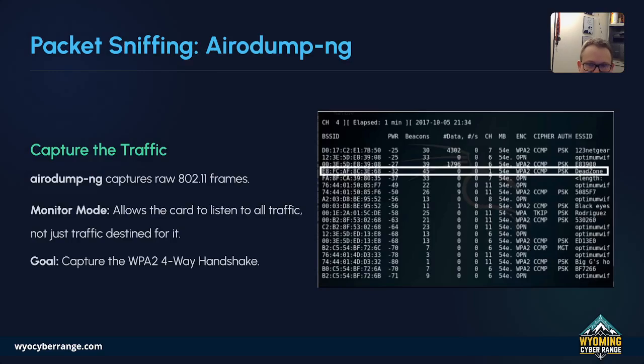Once we've identified the target network, we can use airodump. Airodump is how we're going to capture some of those raw 802.11 frames. We have to put our wireless card into monitor mode, which is promiscuous mode, and allows us to pull down all the traffic from the air, not just the packets destined to a specific MAC address. We're here to try to capture that WPA2 four-way handshake, right? That's what we're here for most of the time.